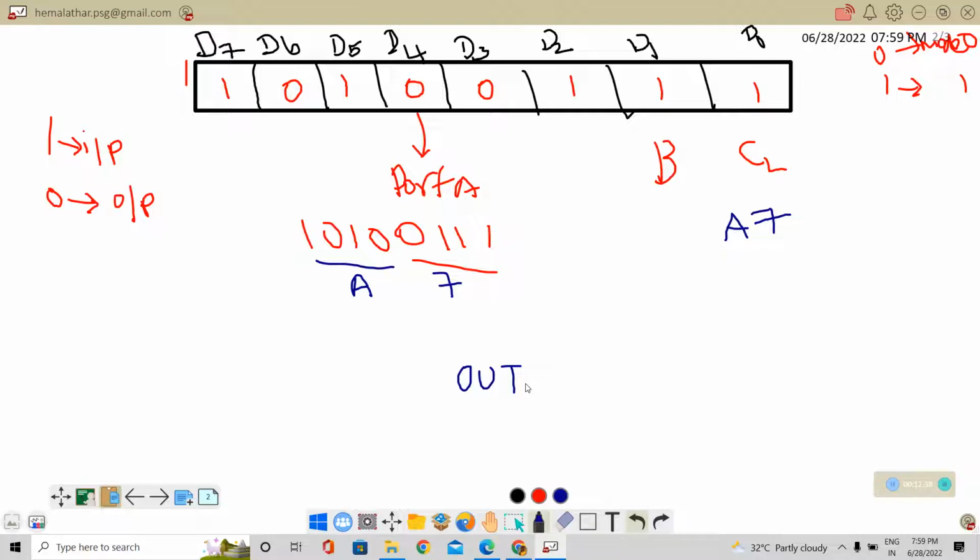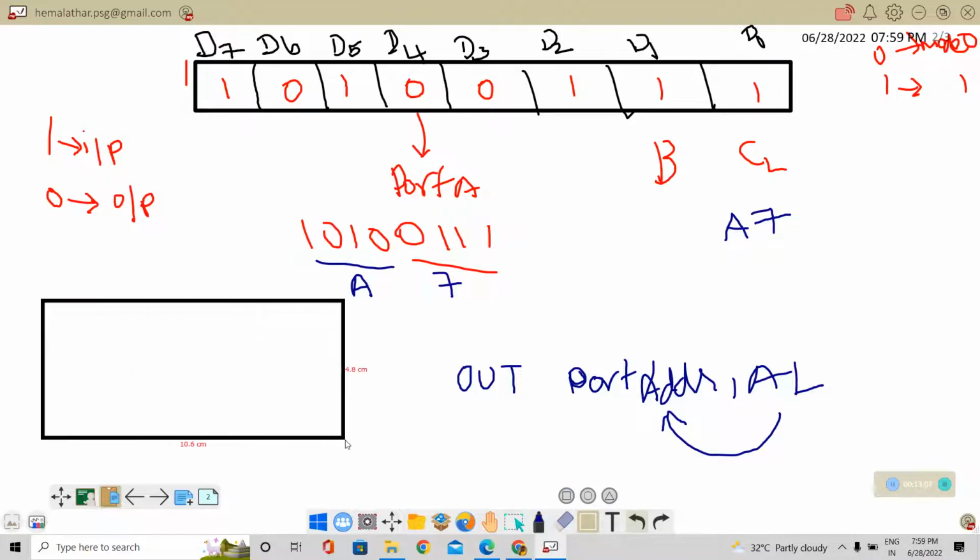The content stored in your AX or AL will be transferred to the port after the execution of this instruction. So the mnemonic is OUT, port address, comma, AX or AL. The content stored in your AL will be moved to my port address.